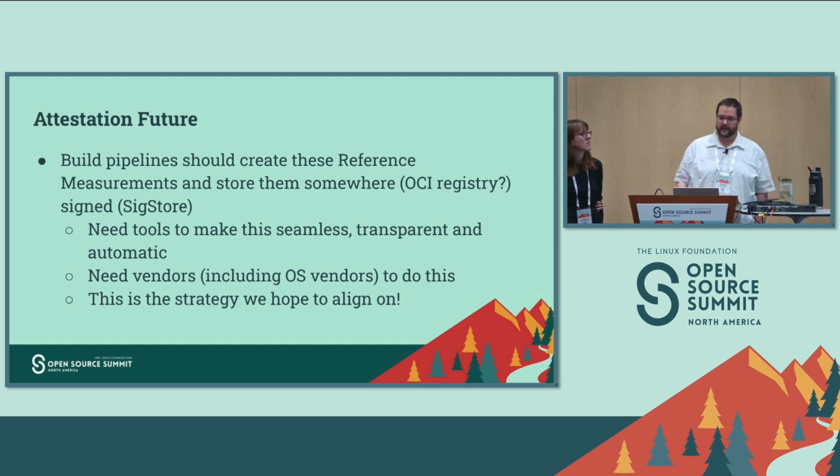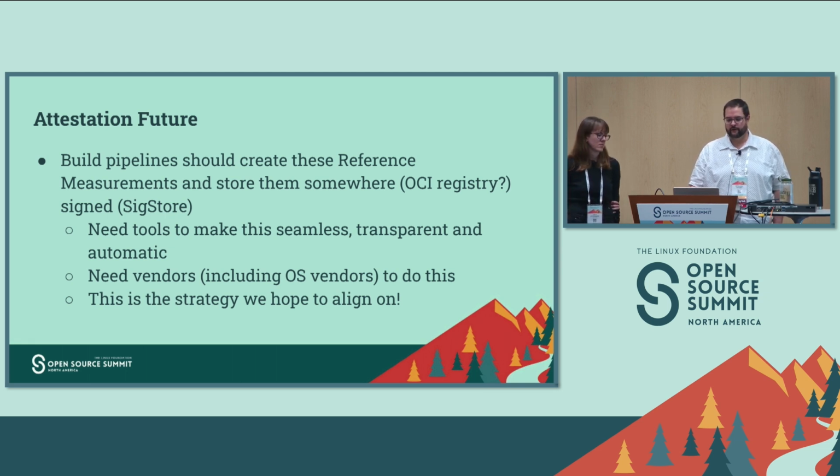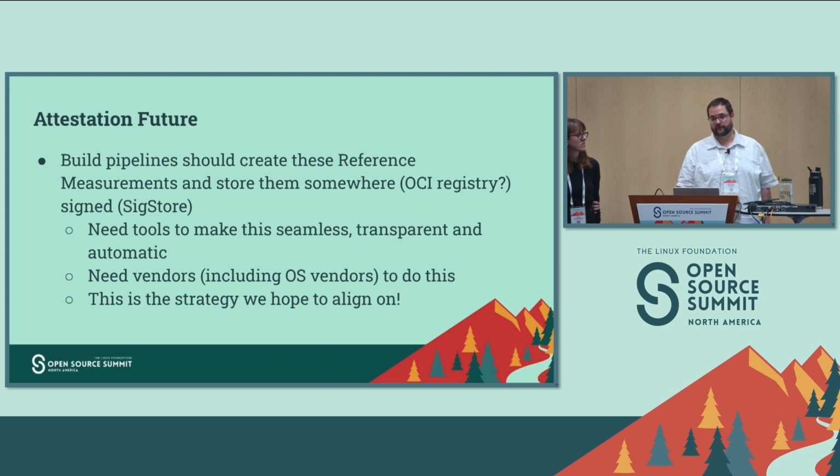So in the vision that we have for an attestation future, as Lily mentioned, these build pipelines are very critical in creating these reference measurements. So we need to be able to have all parts of the system that create software, from the OS vendor to maybe your container build systems or container registries that you pull from. All of these pieces store and record these reference measurements and sign them. So in an OCI registry possibly, or using Sigstore to sign the components. We need tools to make this seamless and transparent and automatic.